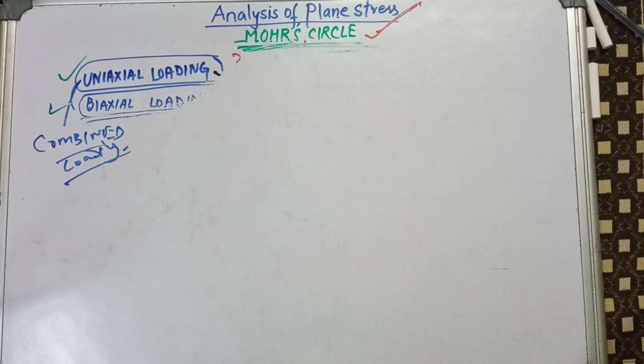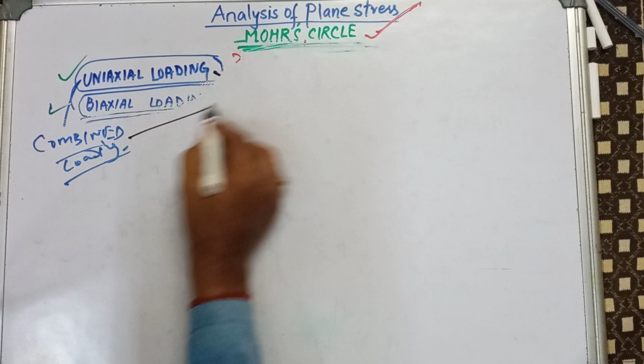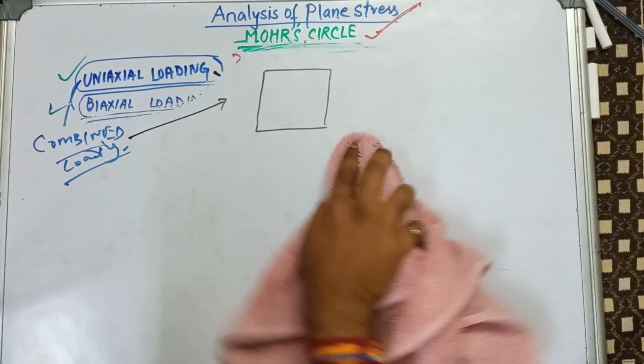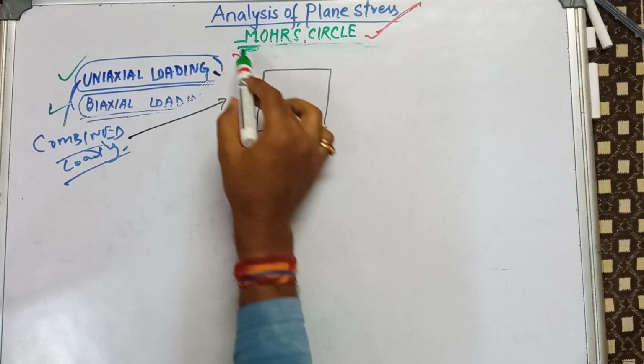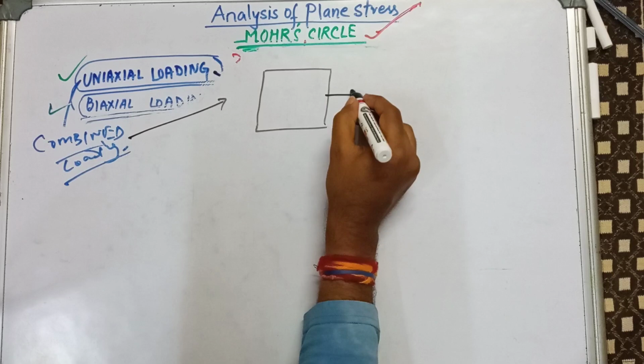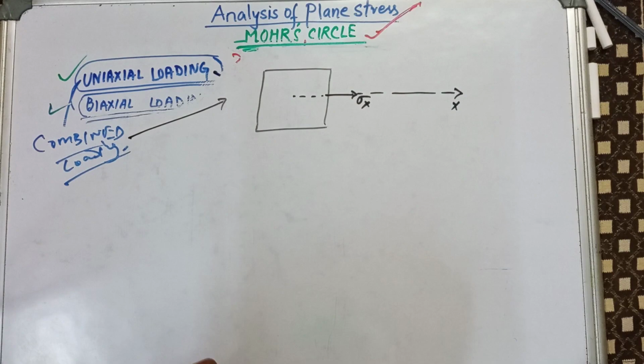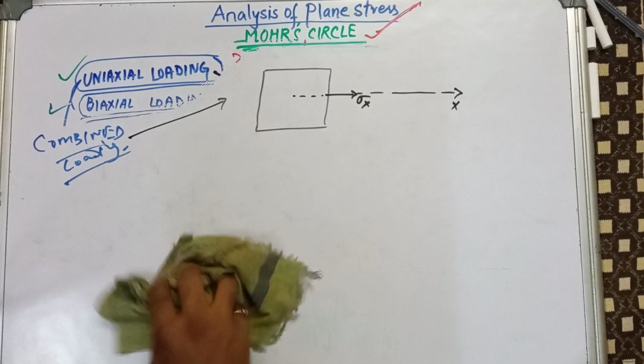Combined loading. Well, let me draw the state of stress first. So, this is your sigma x acting along the x-axis. Along the y-axis, there will be sigma y. Is it visible to you? Yes. Let me draw these things. Let me erase these things first.